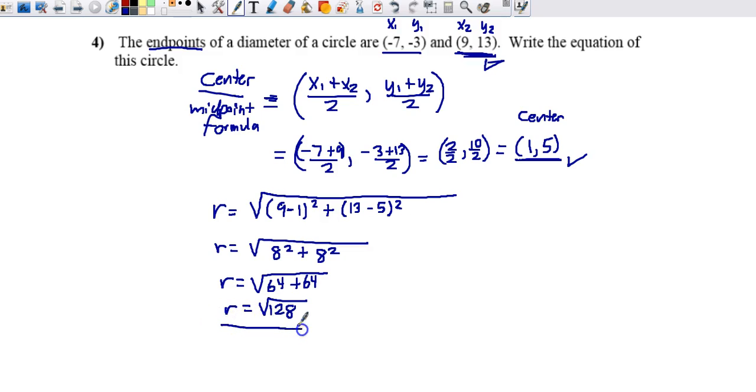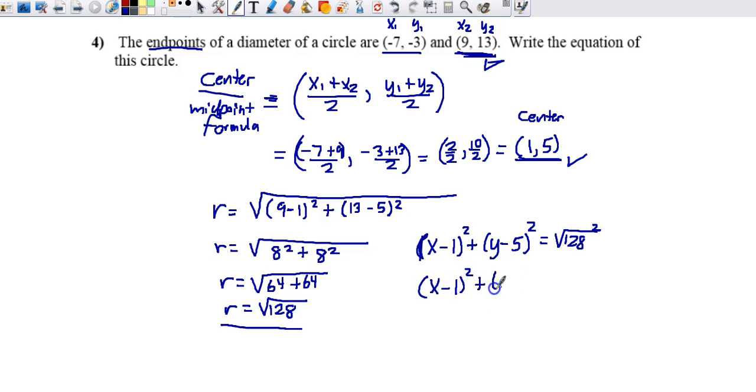So since the radius squared is 128 and my center is 1, 5, I can plug it into the formula. x minus 1 squared plus y minus 5 squared equals the square root of 128 squared. A squared plus b squared equals c squared. So you're always squaring stuff. And the square is going to, again, cancel out that radical on the 128. And so that's going to give you a nice looking equation, x minus 1 squared plus y minus 5 squared equals, without a radical, just 128.